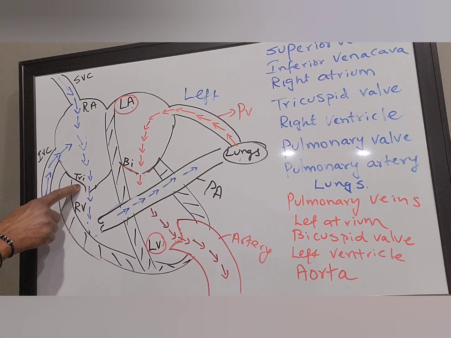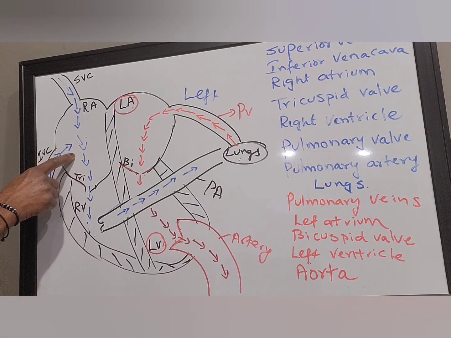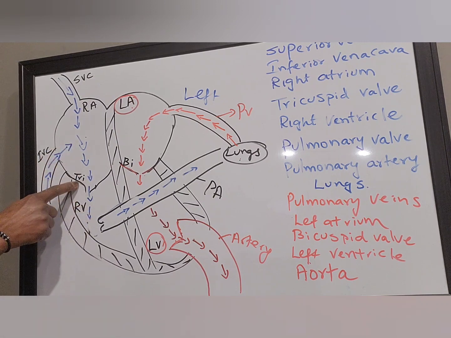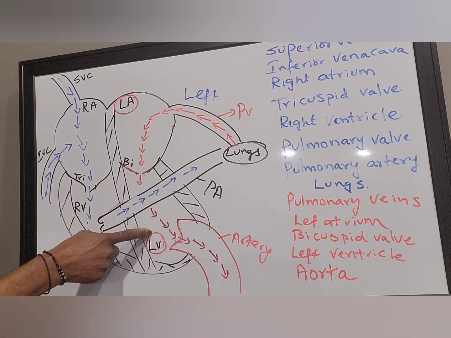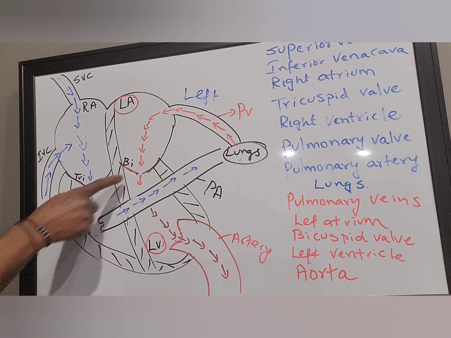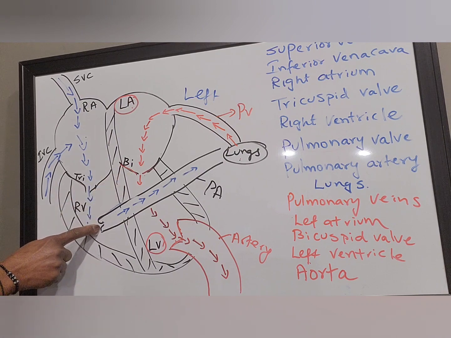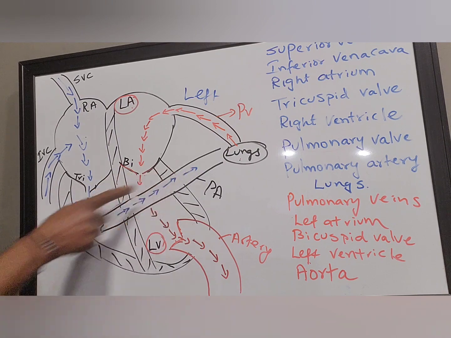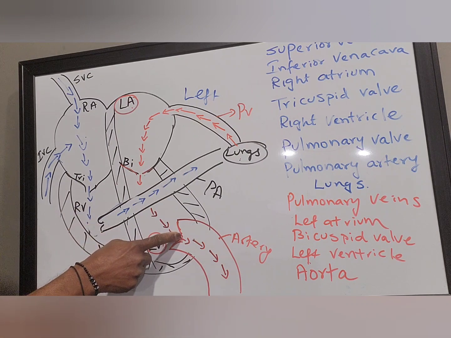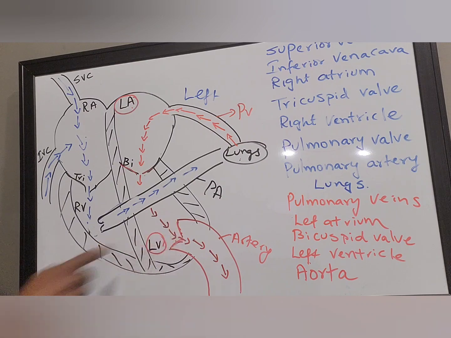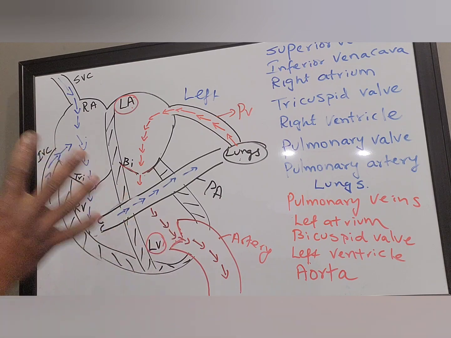The valve in between the right side atrium and the ventricle, it's a tricuspid. The valve in between the left atrium and the left ventricle is bicuspid. The valve at the entrance of this pulmonary artery is called the pulmonic valve. The valve right at the edge of that aorta before the blood exits is called the aortic valve. So you got 4 valves.